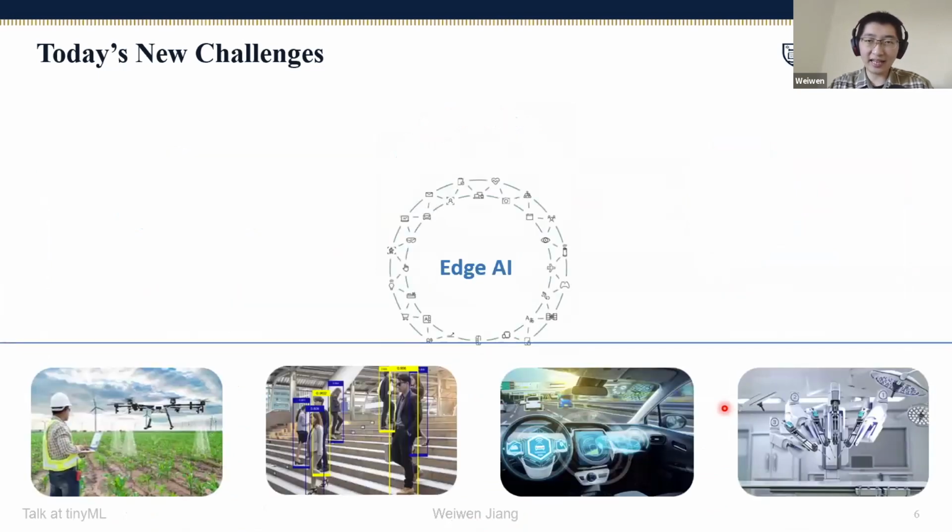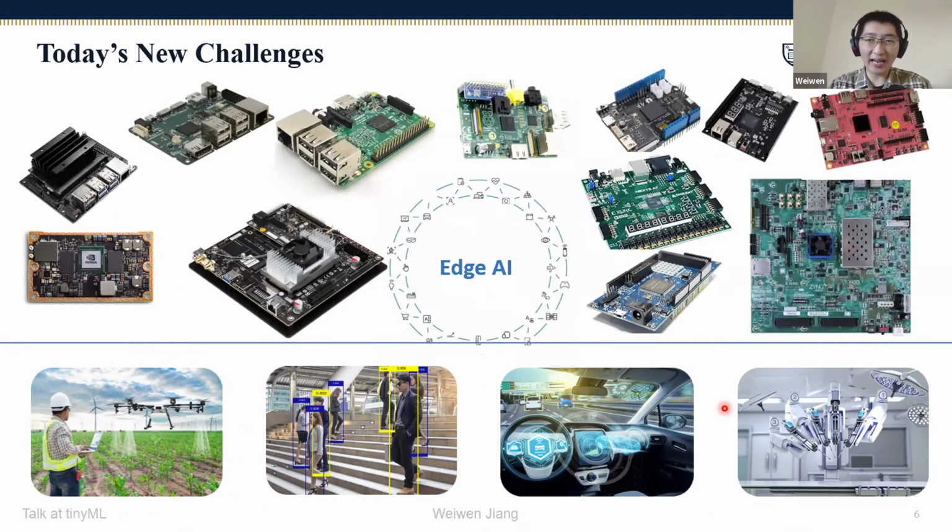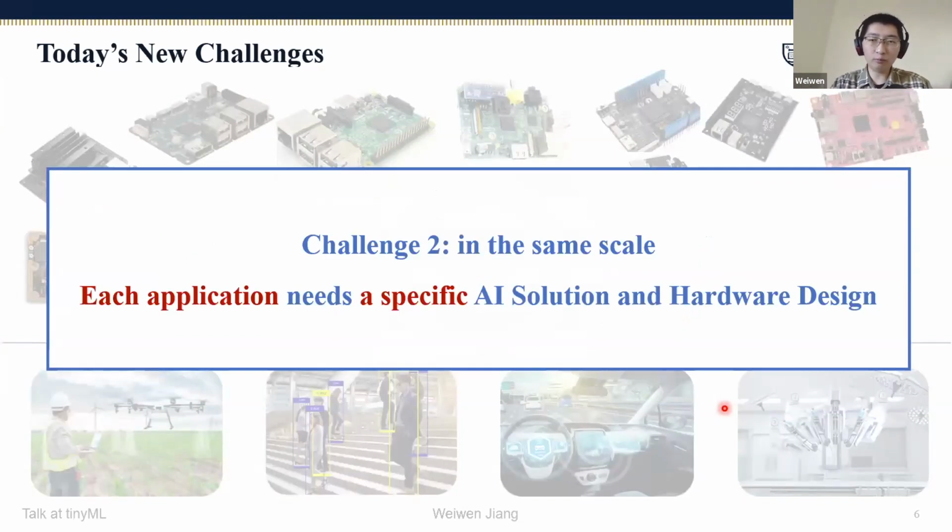Let's narrow down to one scale, taking edge AI as an example, as demonstrated in this slide. Even for one scale, there are many different applications. In addition, there are so many different types of computing resources to build up today's computing systems, such as CPU, GPU, and FPGA, as demonstrated in these slides. With the uniform real-time requirement, each hardware further needs a specific AI solution.